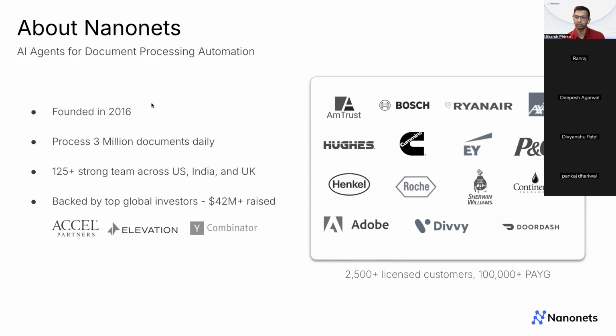We have more than 2,500 licensed customers. Our product is free to use up to a limit, and we have users who use us on a pay-as-you-go basis as well. We work with a lot of top companies like Adobe, Ryanair, and the like. And the problem we solve is document workflows and automation for any workflow, any type of document that you might encounter.